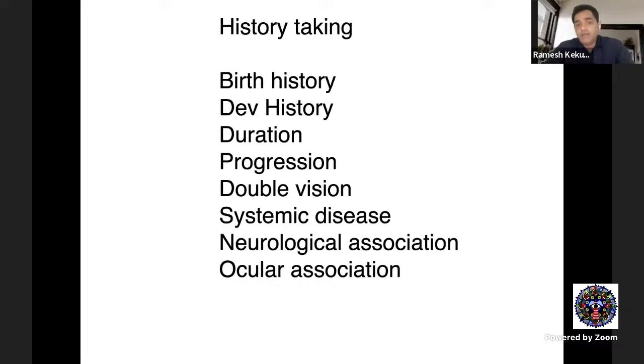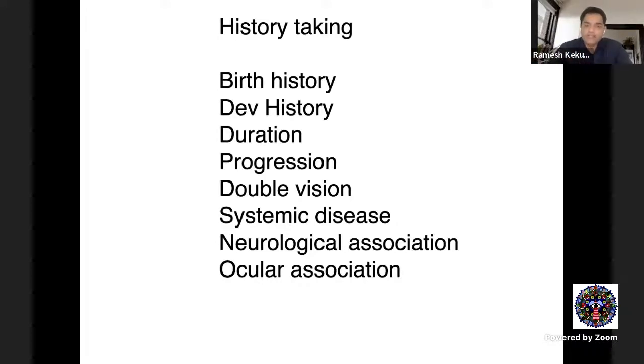In the birth history and development, it can be congenital cataract, unilateral cataract coming as strabismus. Sometimes it can be retinoblastoma, very rarely. These are all manifestations, so they don't come with these kinds of things. Why am I stressing this part? Don't just do a strabismus evaluation, do a complete history, look at systemic, neurological and other ocular associations, and then go to the examination.